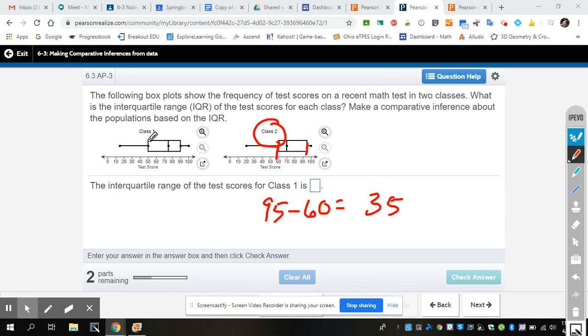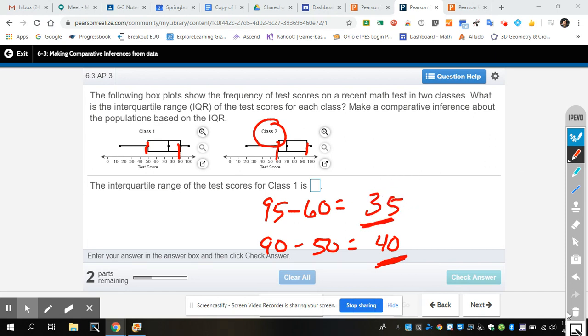Now I got to also do it for this one. So that would be from 50 to 90. So we'll go 90 minus 50 equals 40. So the interquartile range for this one is 40. So which one has a greater variability? Well, class 1 has a greater variability because its range is wider than class 2's range.